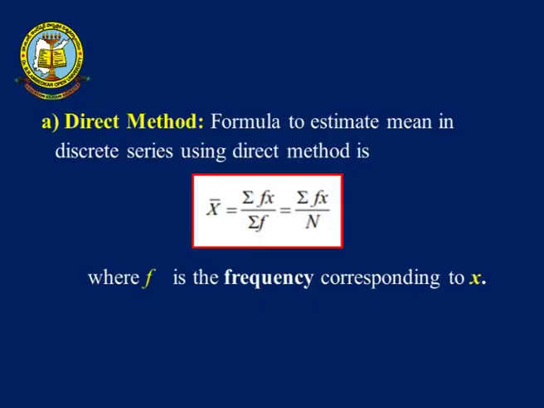Okay, now I will discuss one by one. Direct method. The formula to estimate the mean in a discrete series using the direct method is x bar is equal to summation fx divided by summation f, also represented as summation fx by N, where f is the frequency corresponding to x. Summation f is nothing but the total frequency, represented by capital N. N indicates the total frequency of the distribution.